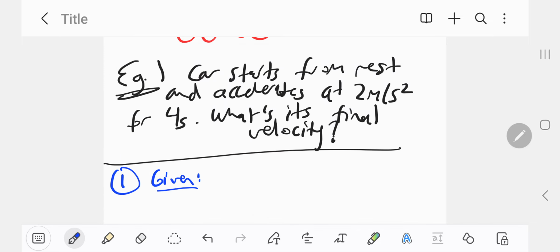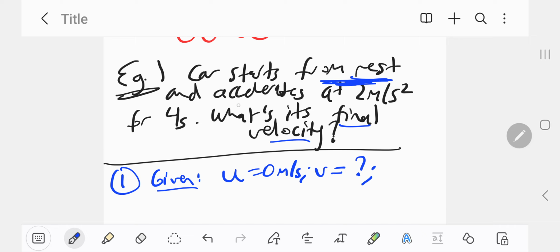Step 1, given. Now, the thing to note here, whenever you see "from rest" in physics, it means your initial velocity is 0. Because we need to find final velocity, V, we don't know what that is. If we're given V, surely U is also given. But in this case, it's implicitly given. It's not directly given, it's 0. So U is 0 meters per second, to be more accurate. V is unknown. Accelerates, so the acceleration is 2 meters per second squared.